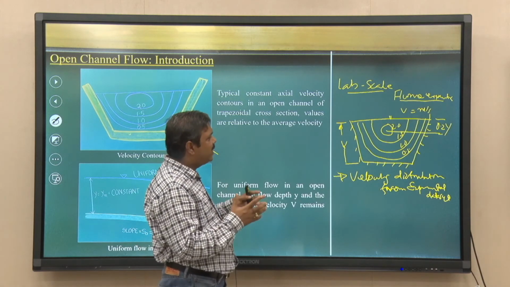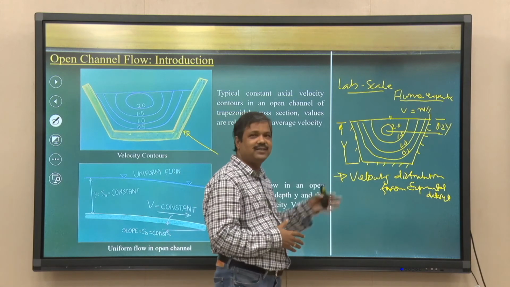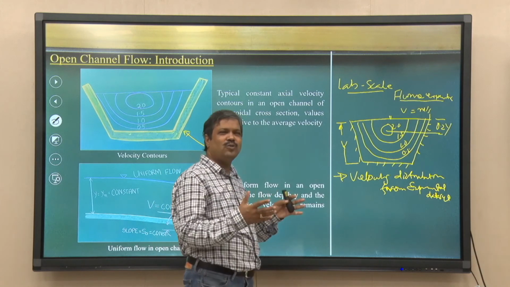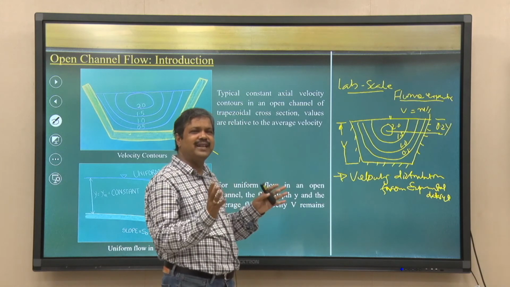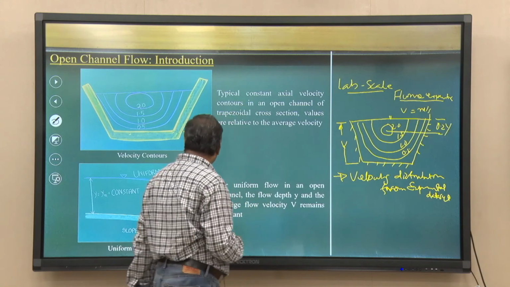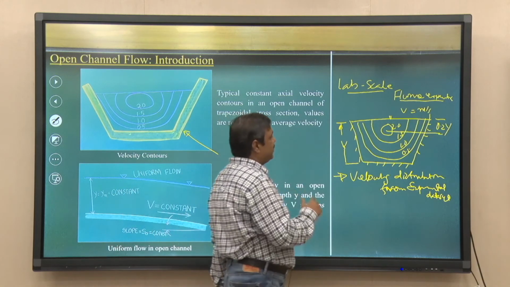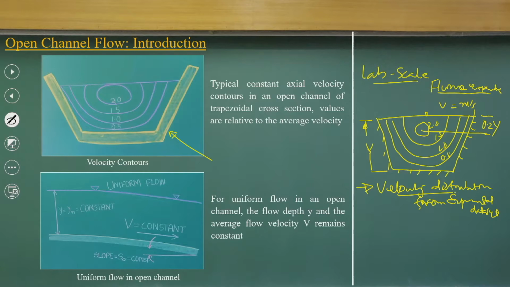But we are not worried much about the velocity distributions of these classes. More, we are trying to understand the general nature of the flow. That means if I know these velocity distributions, which are from the experimental data, what we are mostly looking at is how much energy loss is happening. That is our worry.